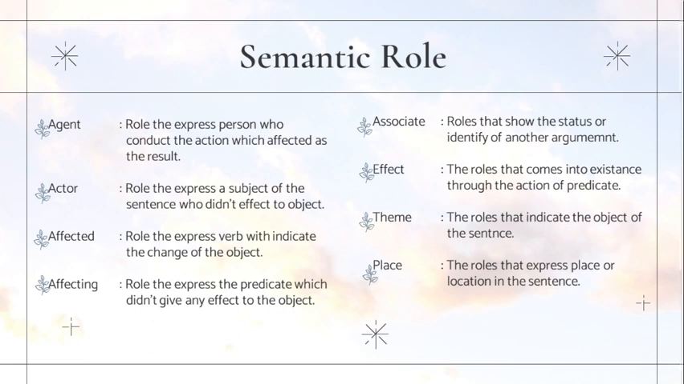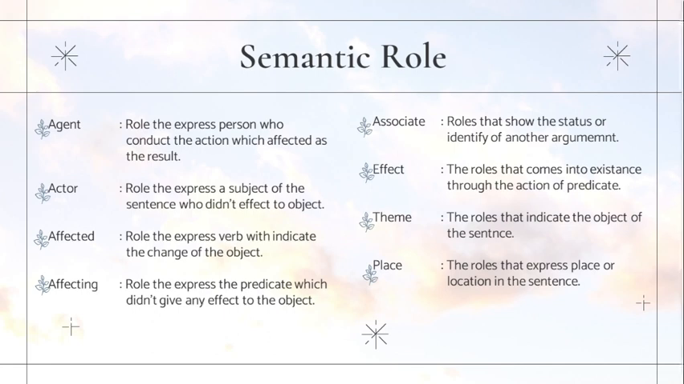The first, agent. A role that expresses the person who conducts the action, which affects something or changes it as the result. For example, Tony broke the window. Tony is the agent because when we see the verb and the object of the sentence, we know that Tony does something that makes it change. And the other example, Angga burned the bread. Angga is the agent of this sentence because Angga made a change in the bread, so it affected the object.